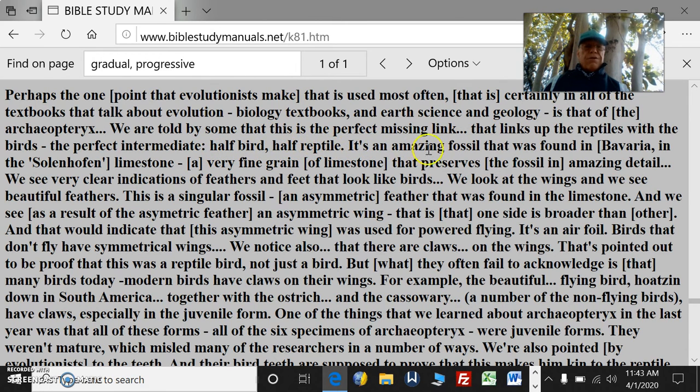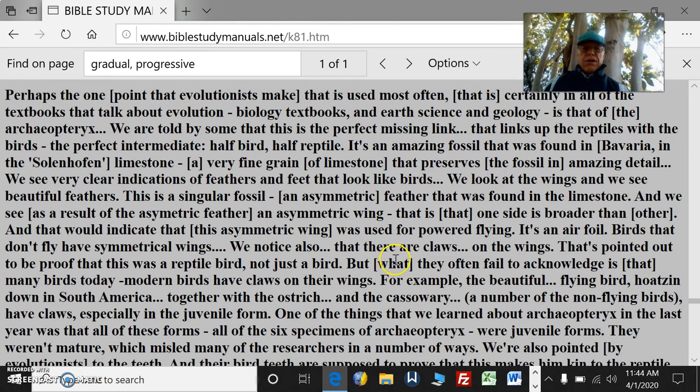It's an amazing fossil that was found in Bavaria in the Sollenhofen limestone, a very fine grain of limestone that preserves the fossil in amazing detail. We see very clear indications of feathers and feet that look like birds. And we look at the wings and we see beautiful feathers. This is a singular fossil, an asymmetric feather that was found in the limestone. And we see, as a result of the asymmetric feather, an asymmetric wing. That is, that one side of it is broader than the other. And that would indicate that this asymmetric wing was used for powered flying. It's an airfoil. Birds that don't fly have symmetrical wings.